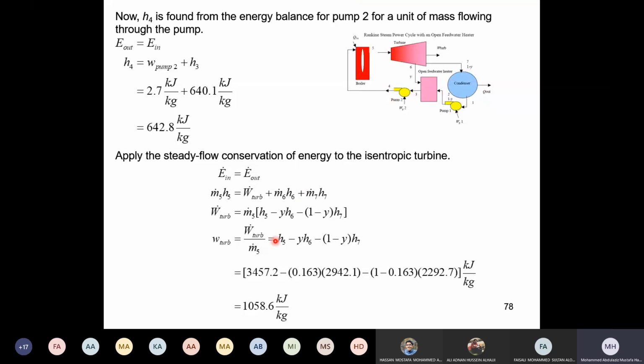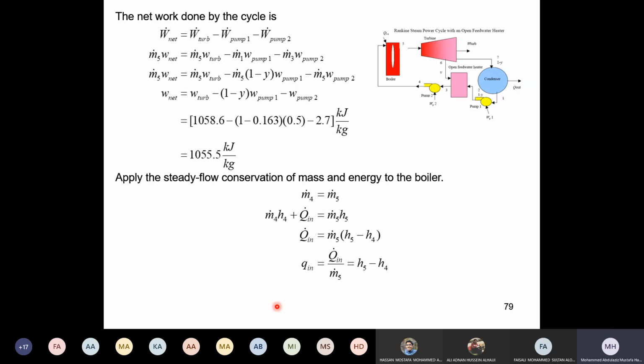From that, we can calculate W turbine. So W turbine is solved the other way now. Sigma energy in: H5 minus y multiplied by H6 minus 1 minus y multiplied by H7. So from this I get W turbine. Remember this is 1000 here, and therefore I can neglect W pump with respect to that. Okay. So now we have W turbine. Now we subtract W pump, and we get W net here is 1055.5.